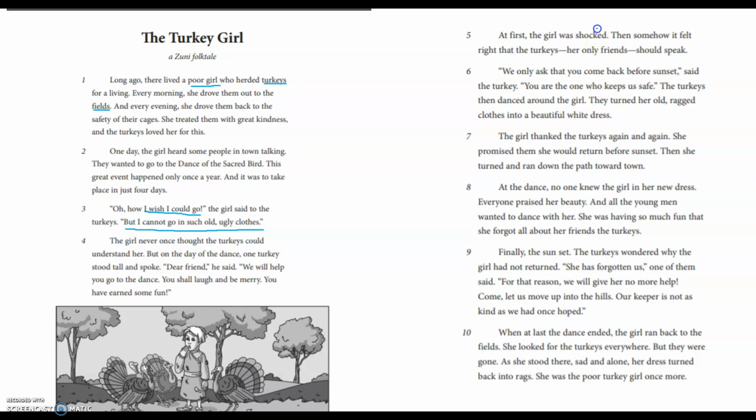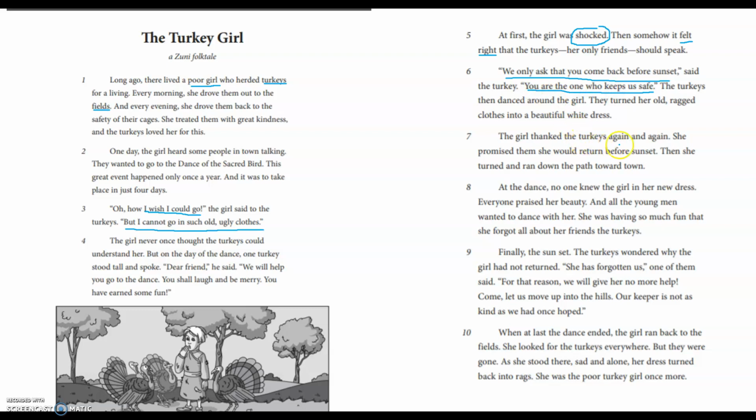So first she responds through her feelings. She's shocked. But then she realized that it felt right. So again, she's responding through her feelings. The turkeys then respond through their words. They ask her one favor. They say that they need her back before sunset because she's the one that keeps them safe.